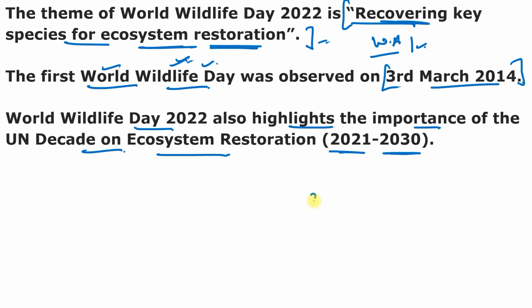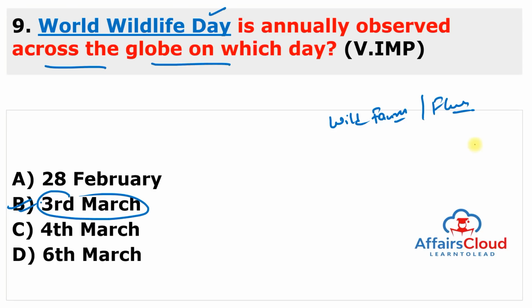And you can also remember more than 8,400 species of wild fauna and flora are critically endangered, and around 30,000 more are understood to be endangered or vulnerable. This estimation suggests that more than 1 million species are threatened with extinction. So that's why this day is specially observed or celebrated to create awareness about the importance of wild fauna and flora. This day is celebrated every year on 3rd of March.